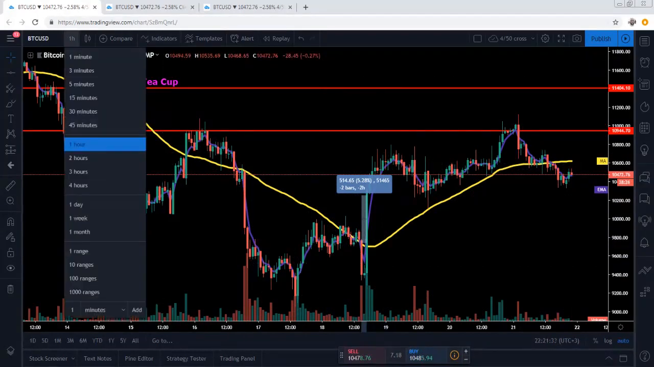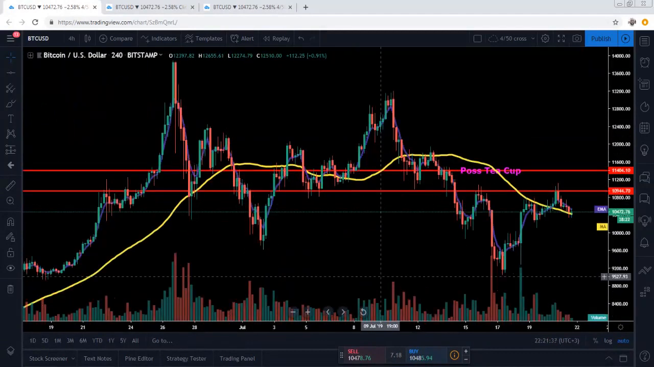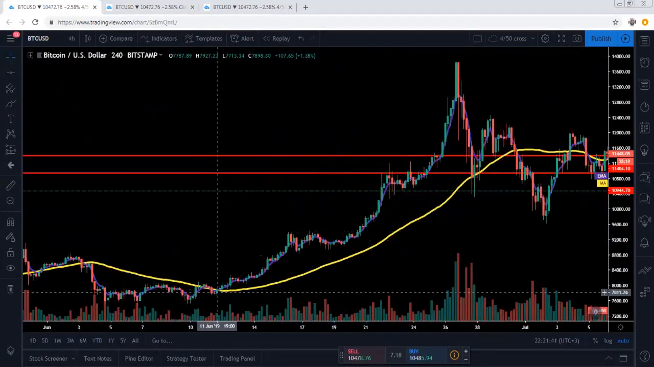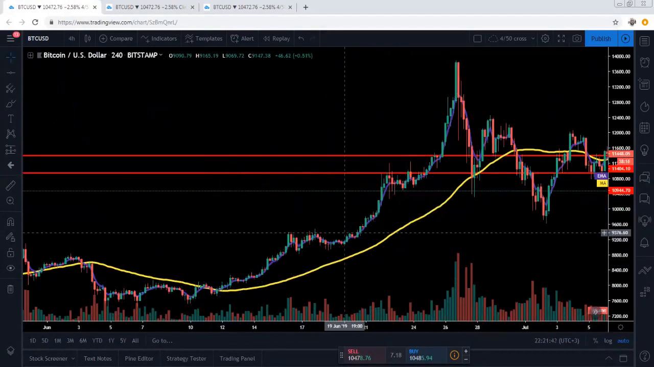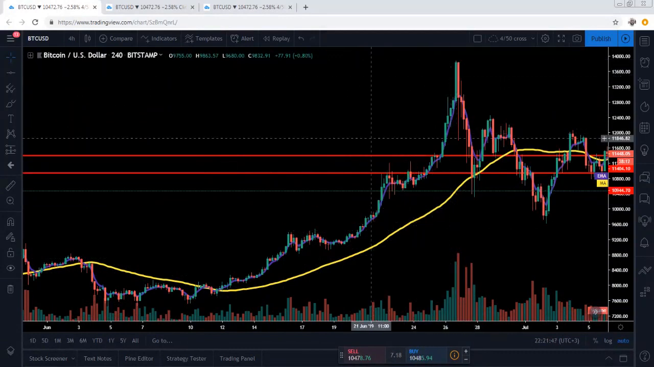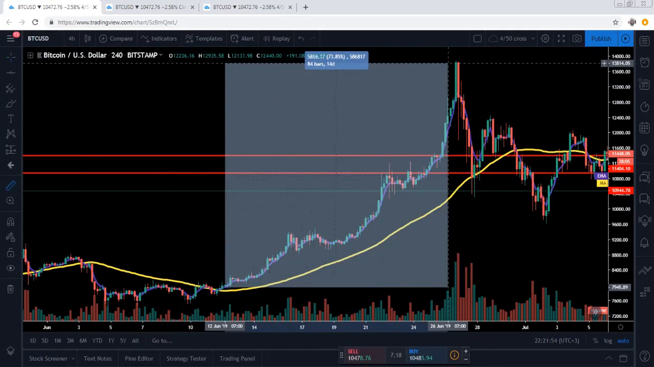Let's look at this on the 4 hour. It crossed back here, and look at that monster on the 4 hour. Wow. That's a beast right there on the 4 hour. Look how many pips that is on the 4 hour.